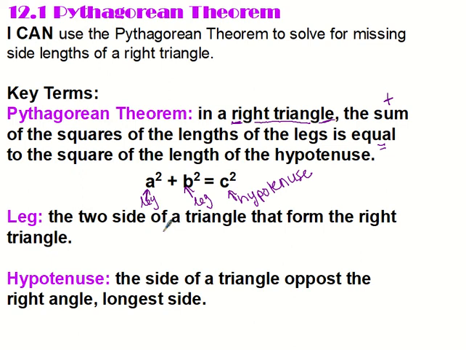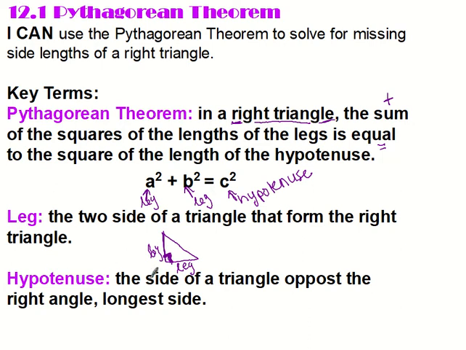So when we have a right triangle, you should draw this as well. There's my little right triangle. This is a leg right here, and this is a leg, because they're the two sides that form the right angle of the triangle, okay? So that's why we would call those the legs. They make the right angle of the triangle.